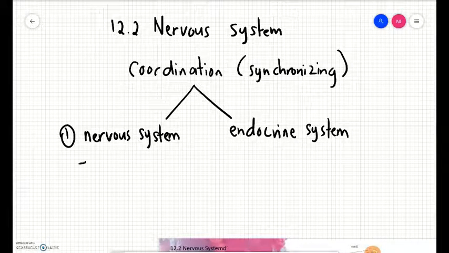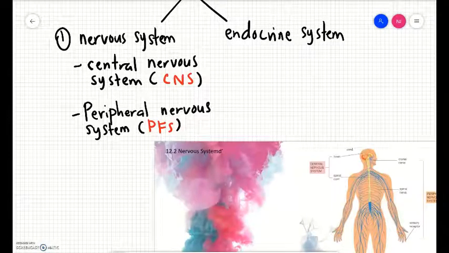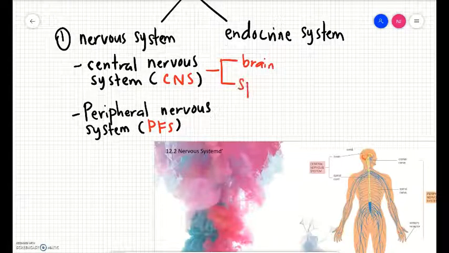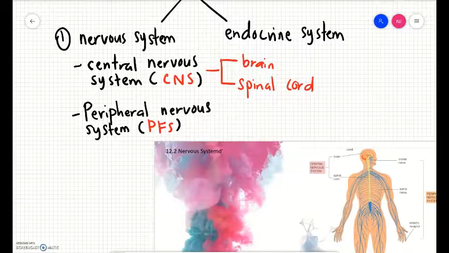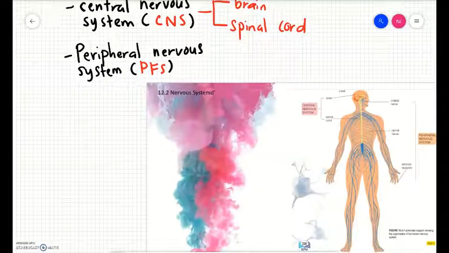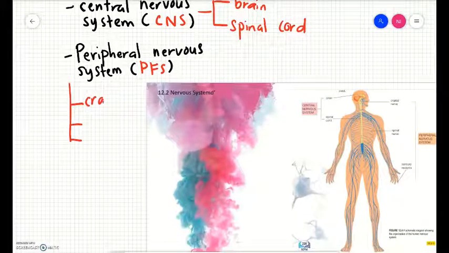Nervous system consists of two major parts, which are central nervous system (CNS) and the second one is peripheral nervous system (PNS). And then this central nervous system breaks down into two parts. The first one is brain, and the second one is the spinal cord. While for peripheral, it's divided into three. The first one is cranial nerve.